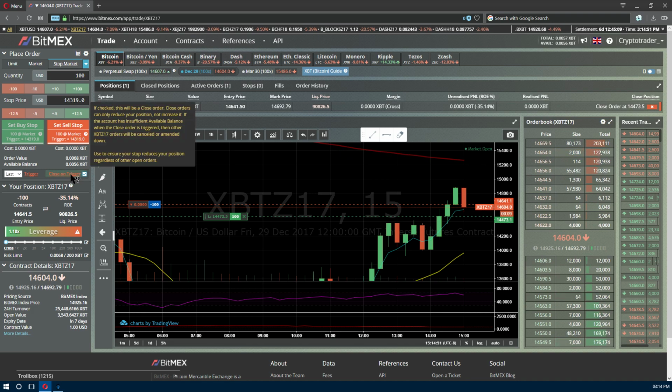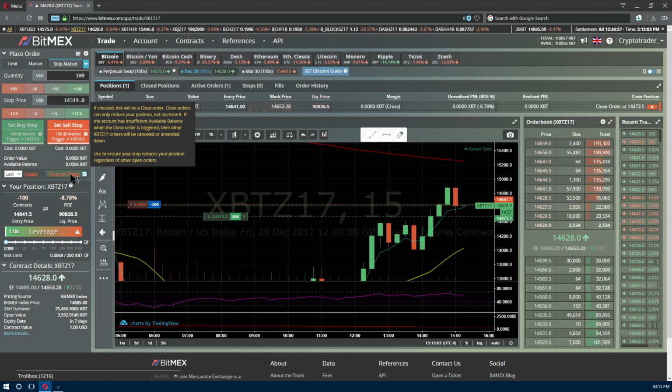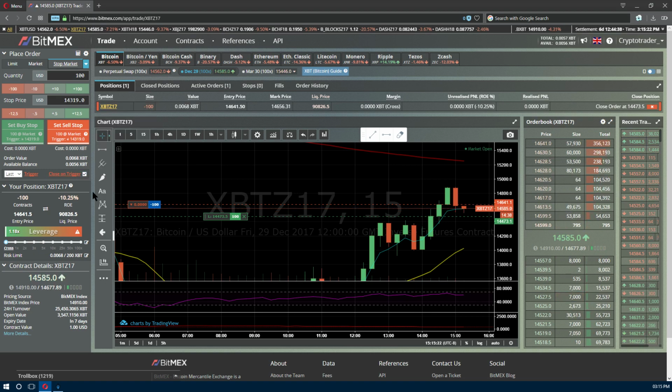Close on trigger. Oh, what does that mean? If checked, this will be a close order. Close orders can only reduce your position, not increase it. If the account has insufficient available balance when the close order is triggered, then other orders will be canceled or amended down to ensure your stop reduces your position regardless of other open orders. Let's slide this thing down.